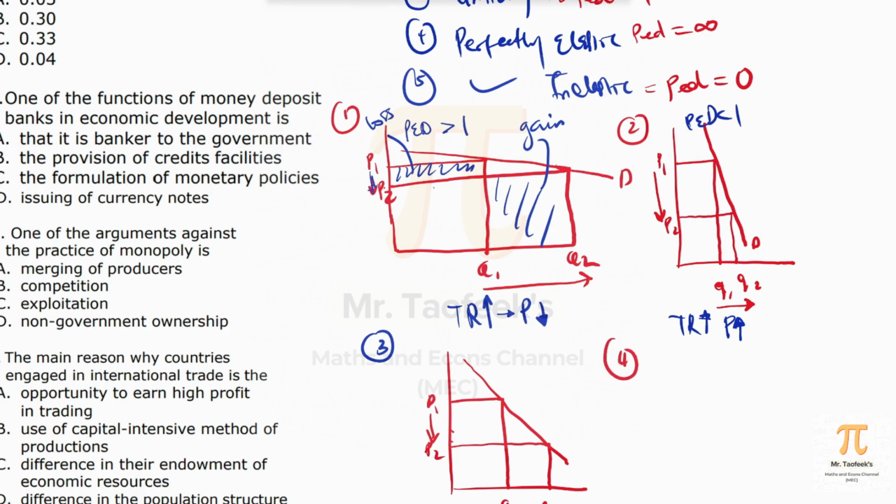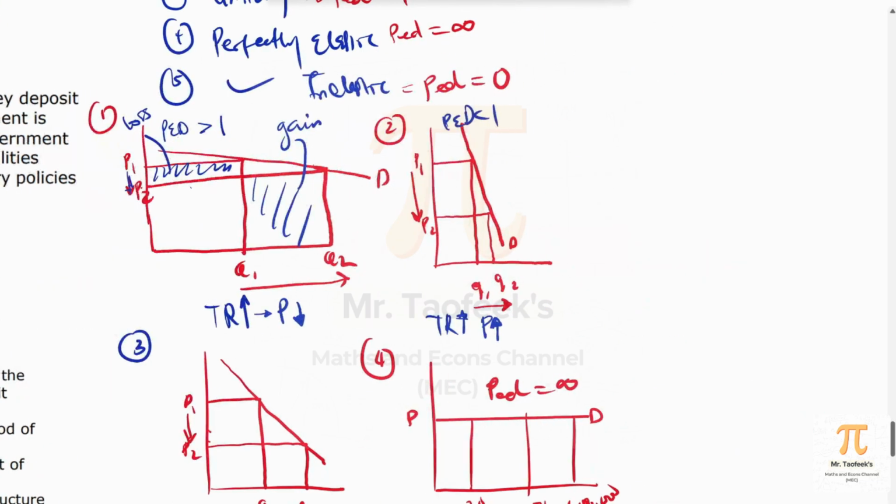Number 4, perfectly elastic. That one is like this, where your PED is infinity. So this is the price. No matter the quantity that is being bought, you cannot change the price. The price remains the same. Whether the quantity is 20, whether it is 100, whether it is 1 million, you cannot touch the price. Just leave it like that. An example is the POS business that I highlighted earlier.